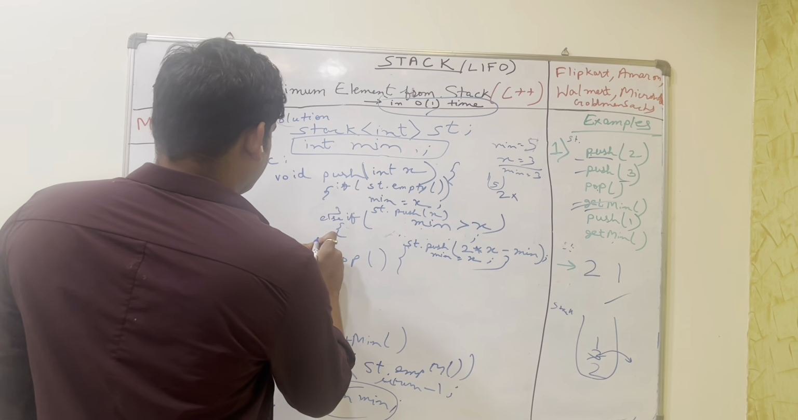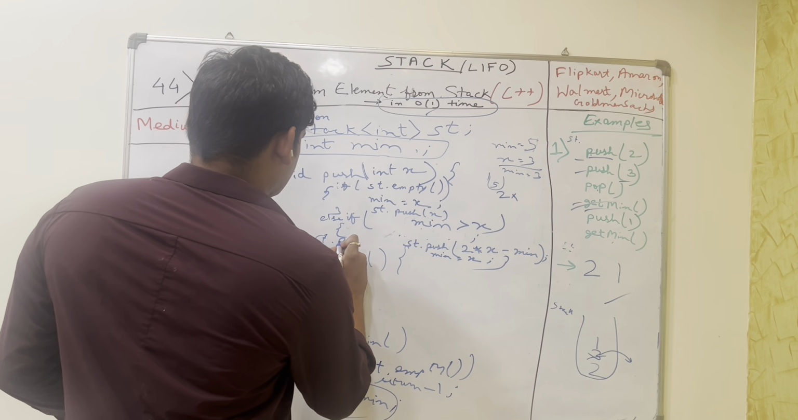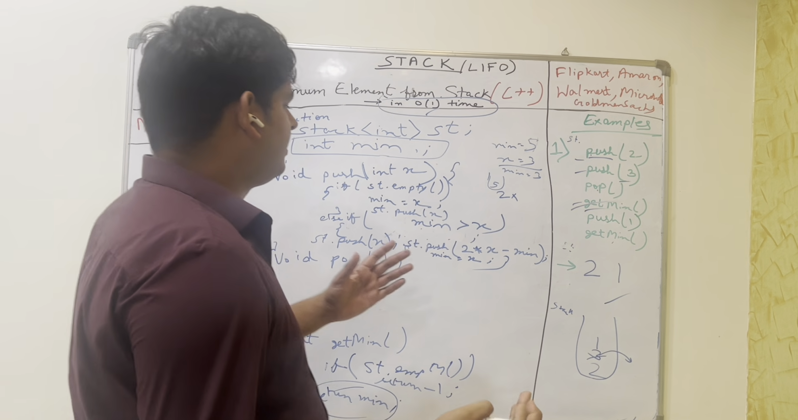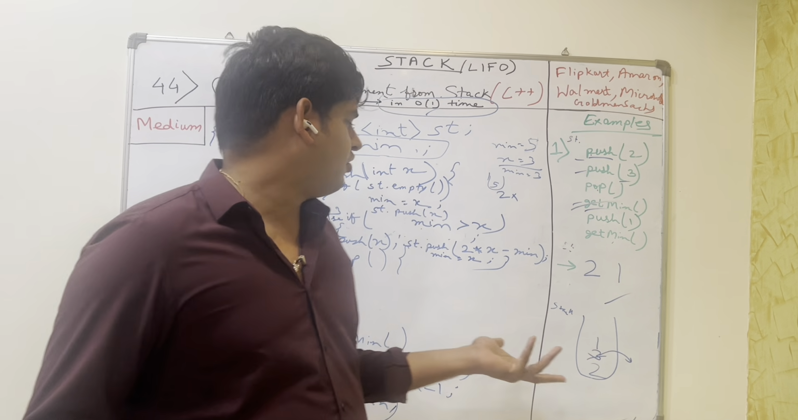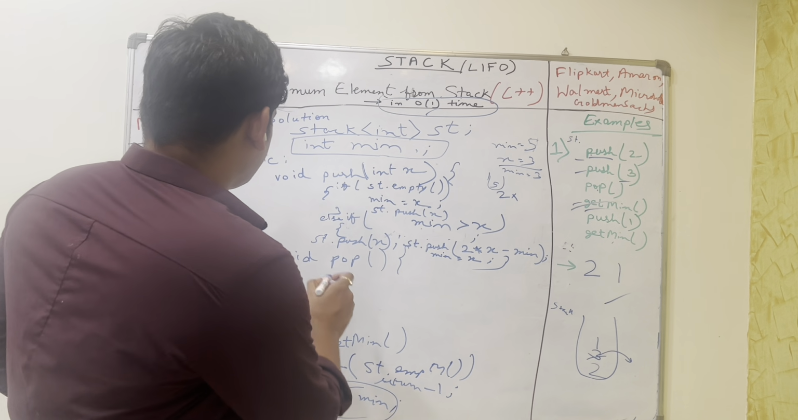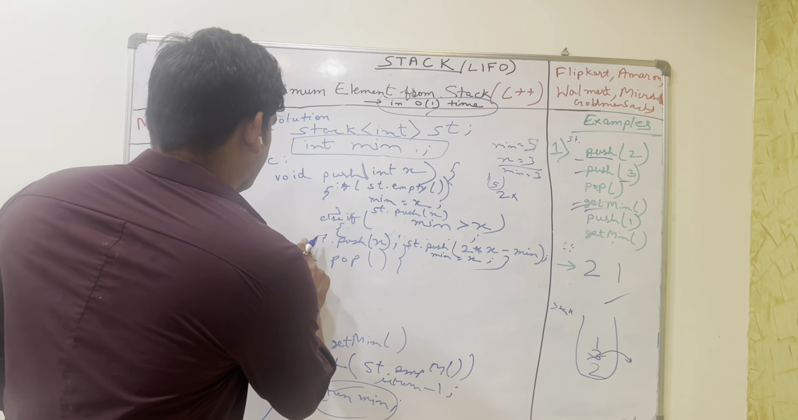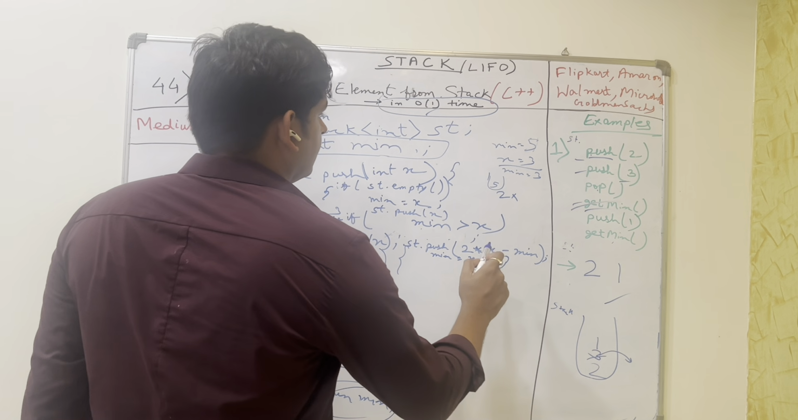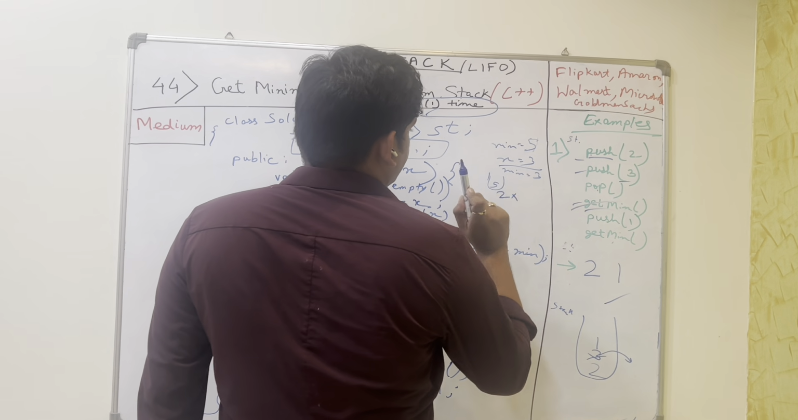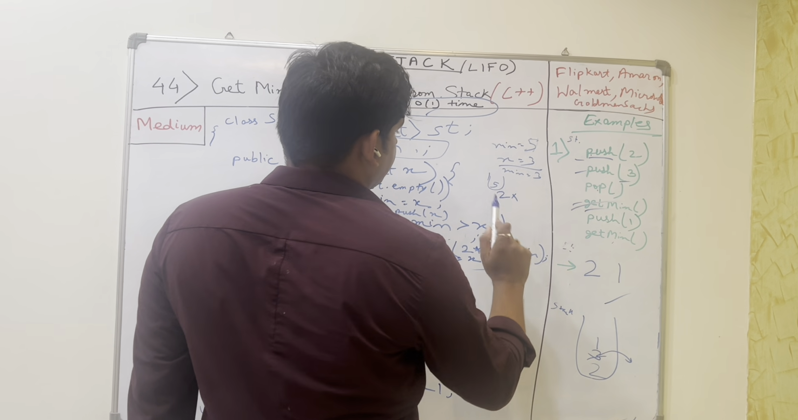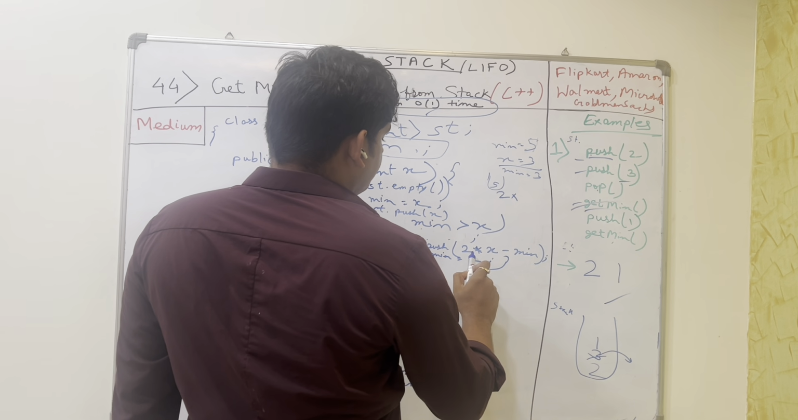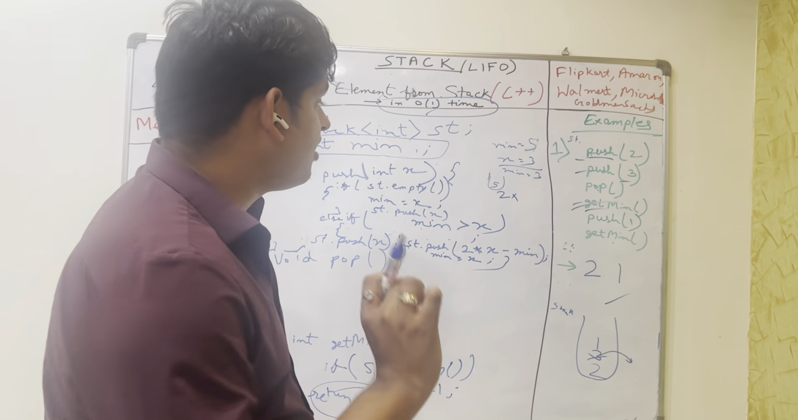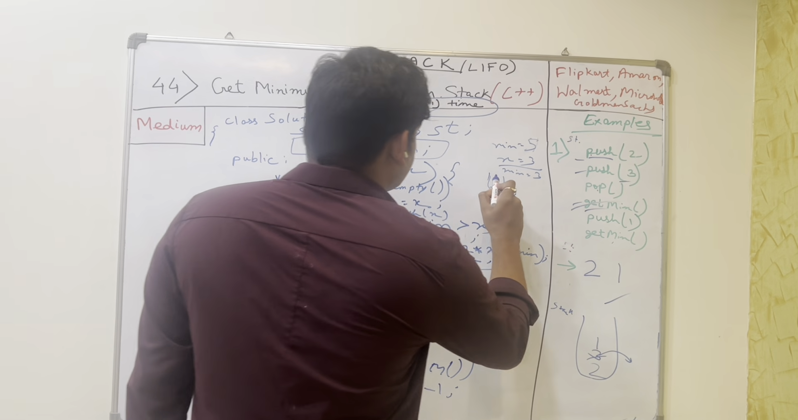Otherwise, I will just push the element into the stack. If it is greater than min, then I don't have any problem. I'll push this. So this is coded. What I wanted to say is that 5 is there, then 3 has come. In the stack I am pushing 2 into 3 minus 5, that is 6 minus 5 equal to 1. So in the stack, 1 goes.